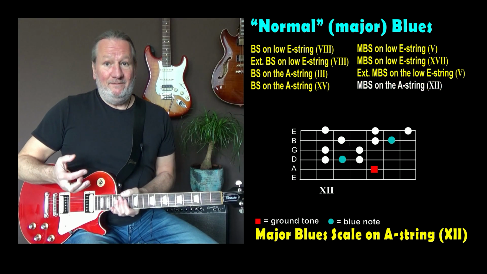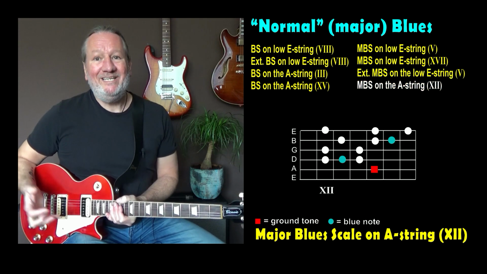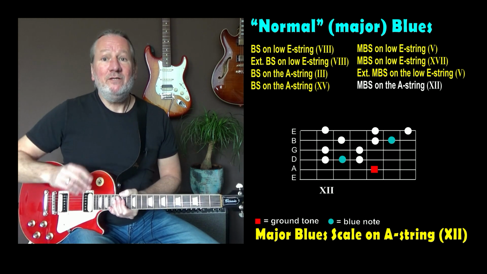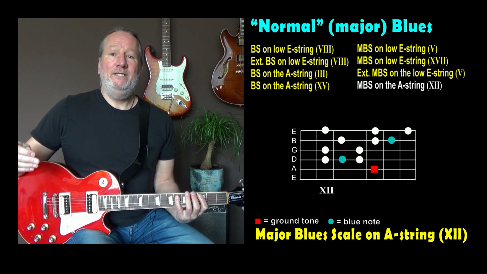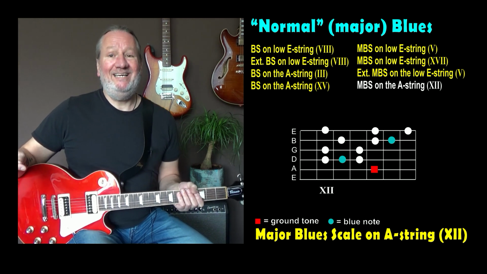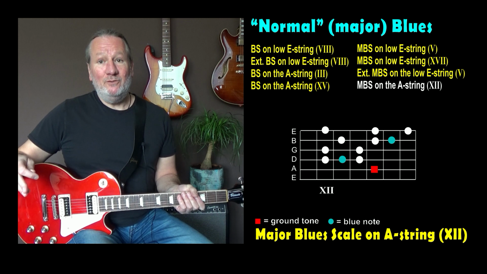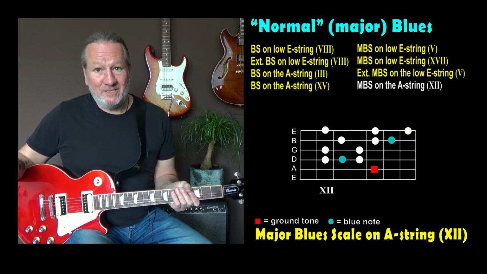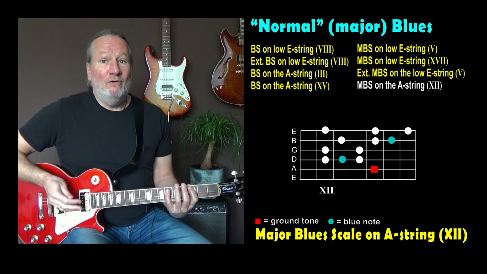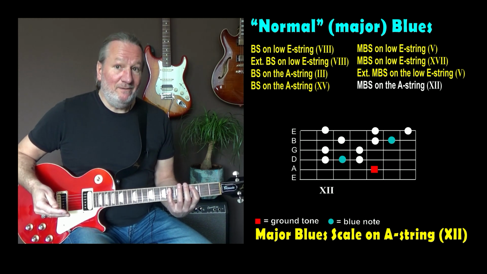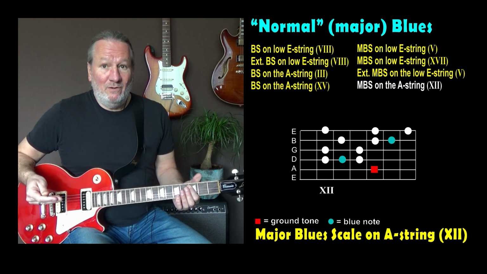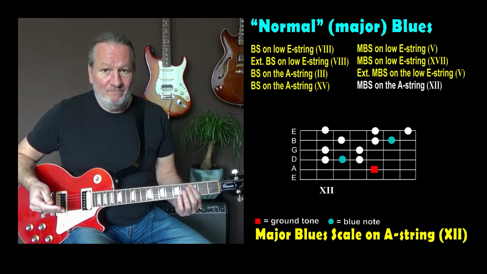And finally, this last one. This one is new. We didn't look at this one before. Well, you do know it. It's the major blues scale that starts on the A string. We've only looked at the normal minor blues scale that starts on the A string. To go from the normal minor blues scale to the major blues scale, we do the same. We go 3 frets down.